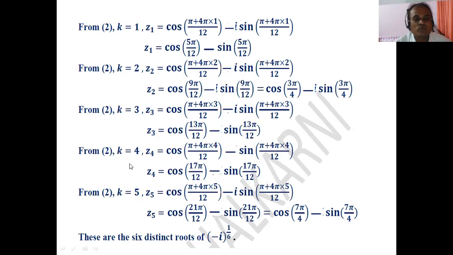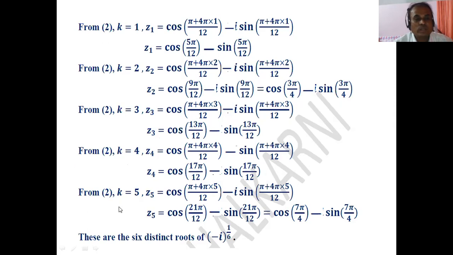Now we put k equal to 4 in equation 2. Now from 2, z4 is equal to cos of (pi plus 4 pi into 4) upon 12 minus i sine of (pi plus 4 pi into 4) upon 12. Now 4 pi into 4 is 16 pi plus pi is 17 pi, and therefore z4 is equal to cos of 17 pi upon 12 minus i sine of 17 pi upon 12. Now this is the fifth root of the given complex number.